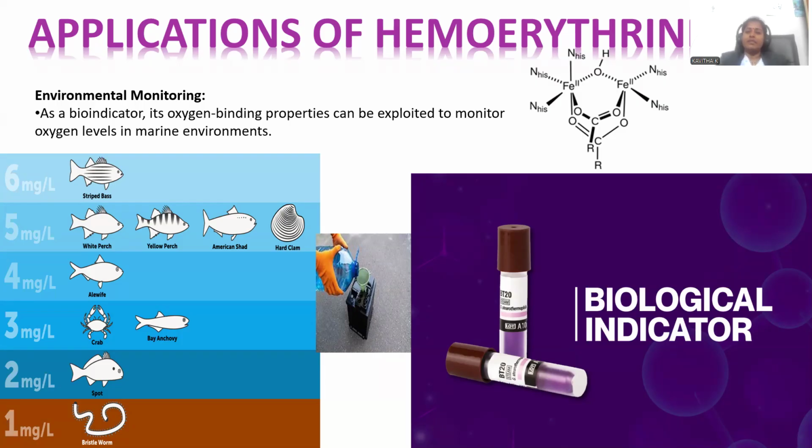This is the way the quality of the environment will be checked by means of this hemerythrin, which is the coloring pigment which binds with oxygen reversibly and indicates the color change. Color change matters for the oxygen concentration. Oxygen concentration means the quality of the environment as well. This is the way it is the measure of the quality of the environment, a biological indicator we can say.